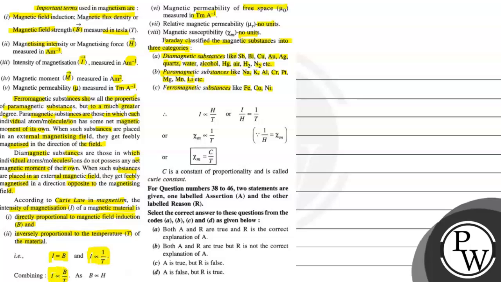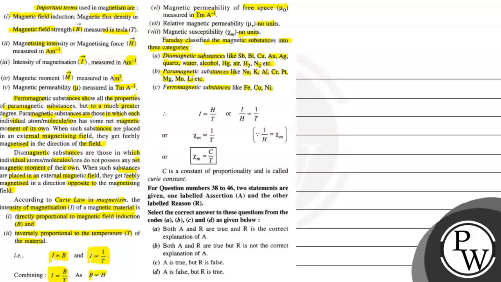So I is directly proportional to B upon T, as B is directly proportional to H. So I is directly proportional to H upon T, and we can say that I upon H is going to be proportional to 1 upon T. Because I upon H is chi m, we put that value here, so it becomes chi m equals C upon T, where C is the constant of proportionality and is called the Curie constant.